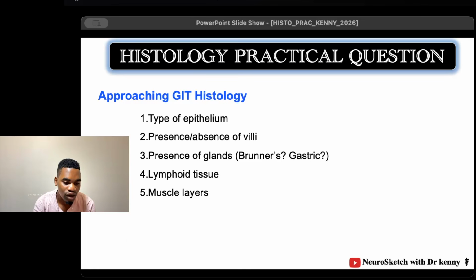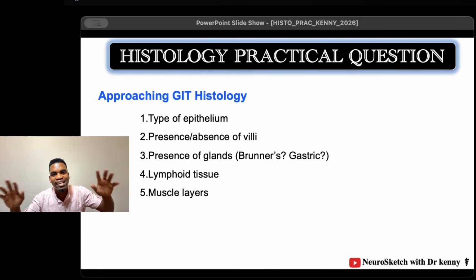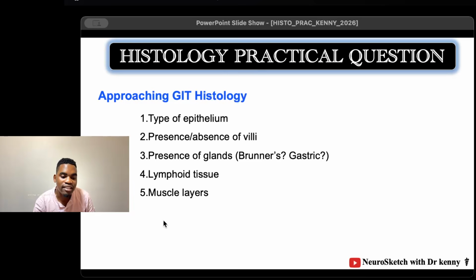And the next question you're going to ask yourself is, do I see the muscles? Because remember the layers of the GIT: we have the mucosa, the submucosa, the muscularis externa, and the serosa. Do I see the muscles? This is going to change the way you are thinking about your tissue. So when I'm taking you to a tissue of the gastrointestinal tract, this is a question that should pop up in your mind. And once you know all this, you're definitely going to knock it out.